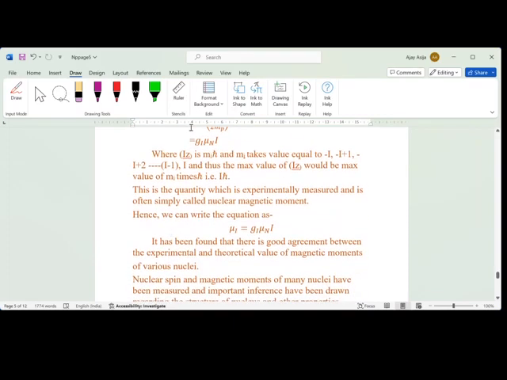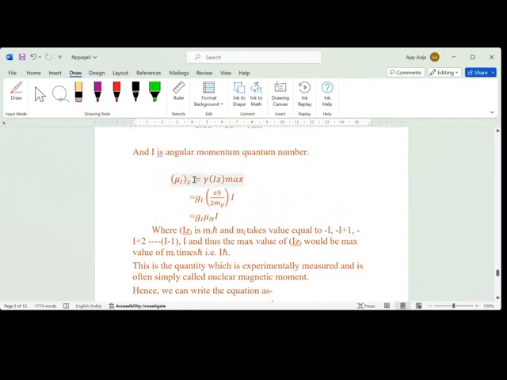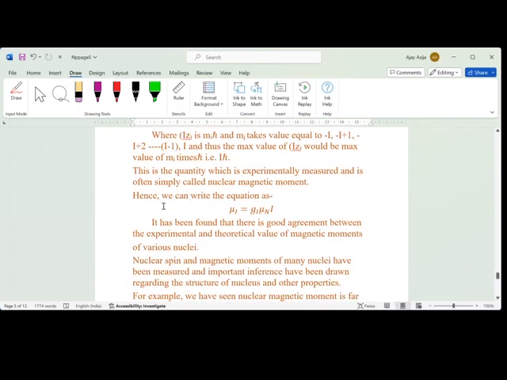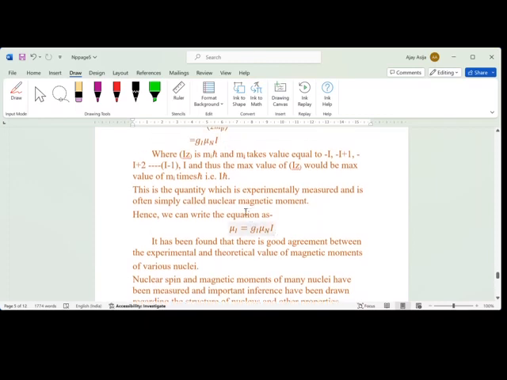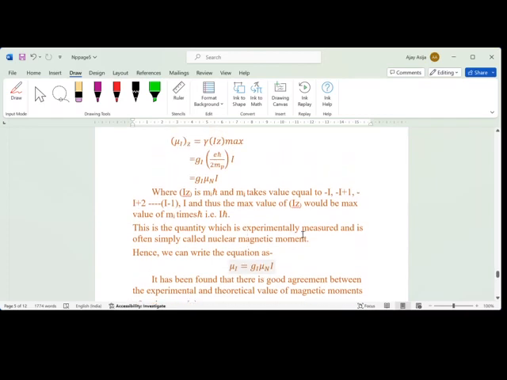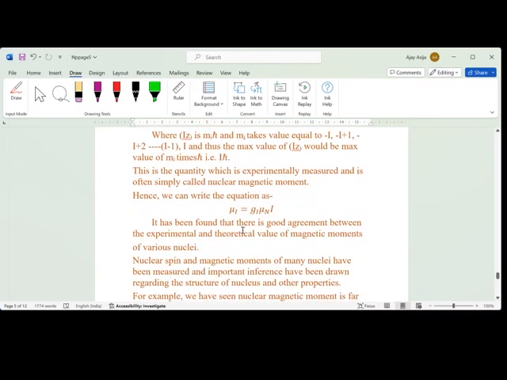We can remove this subscript z from here, and we can write it as mu I is equal to gi into mu n into I. Why can this z subscript be removed? Because the experimentally measured quantity is the z component, the maximum value of the z component of total magnetic moment. We cannot find the total magnetic moment, but we can find the maximum value of the z component of this total magnetic moment.